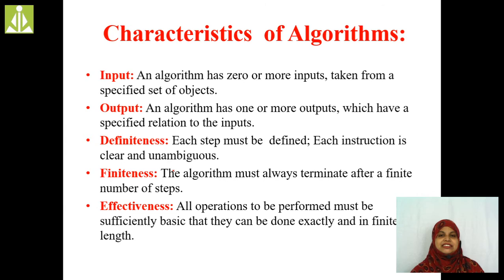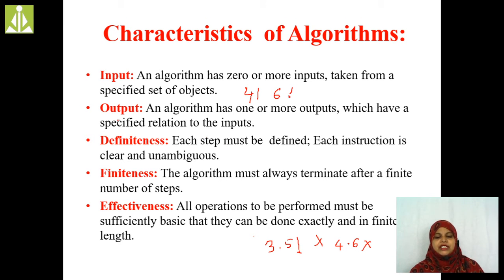For example, factorial of a given number. I am going to write the algorithm for the factorial of a given number. To find the factorial, which number do we have to use? Either 4 factorial or 6 factorial, right? Is it possible to write 3.5 factorial? No. 4.6 factorial? No. Whenever we write an algorithm for a specific problem, we must know what type of input we have to provide to that particular algorithm.